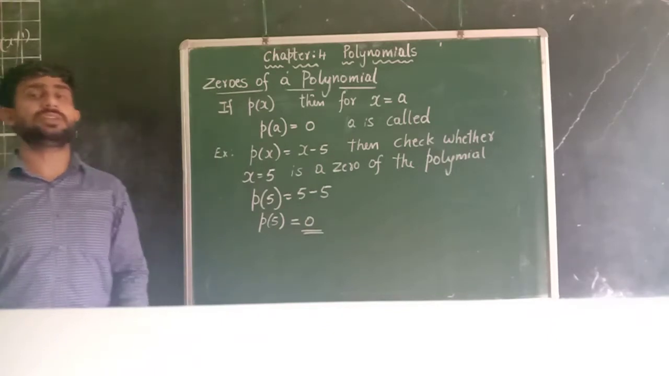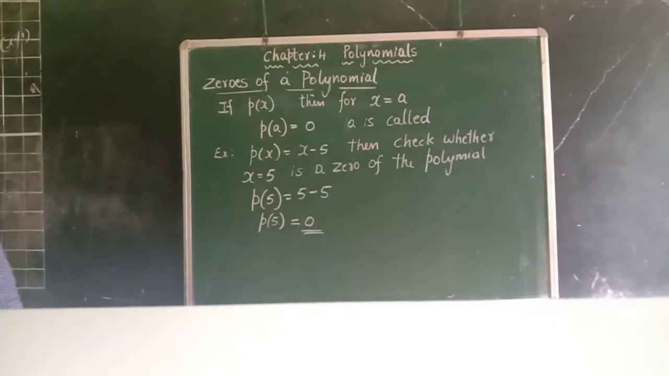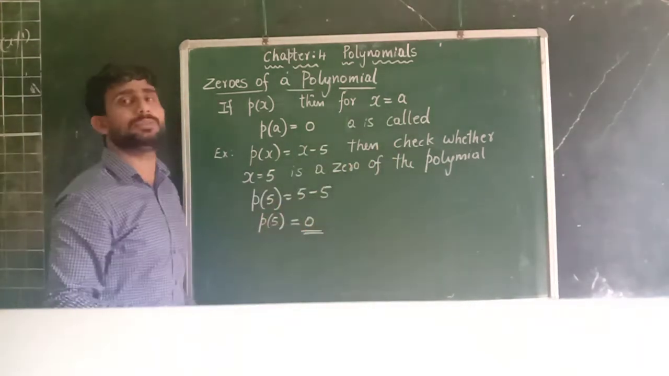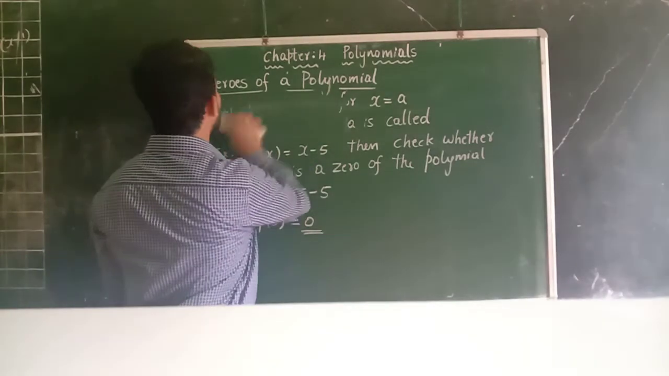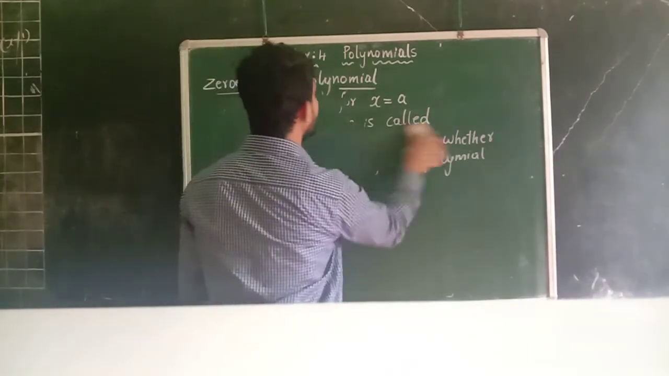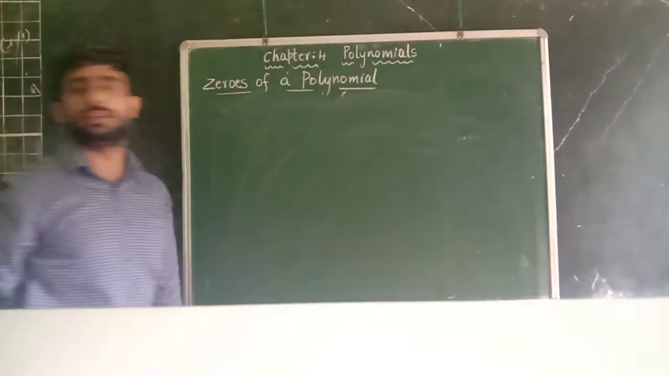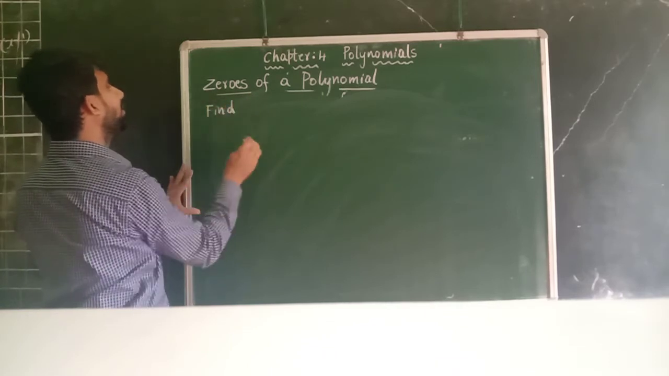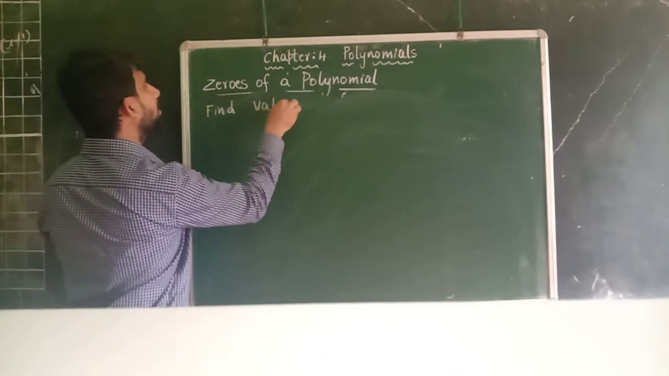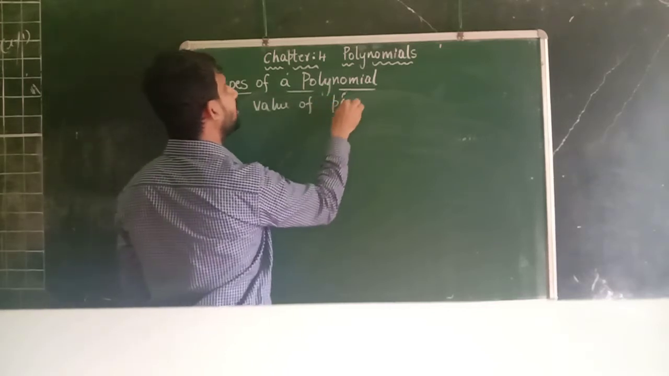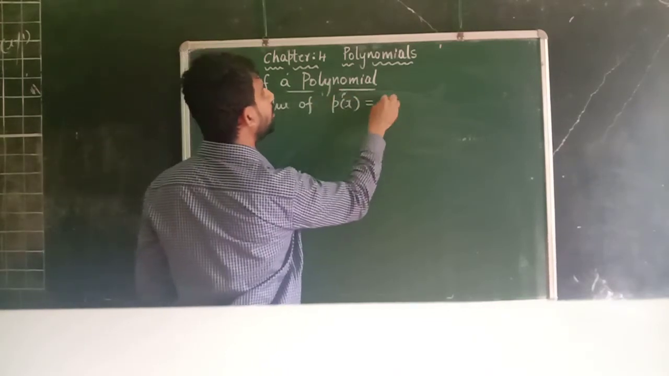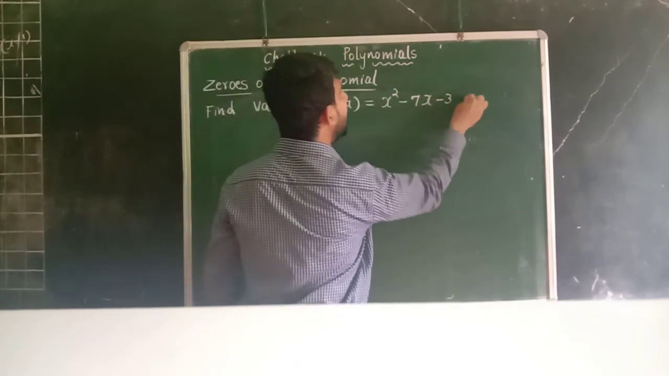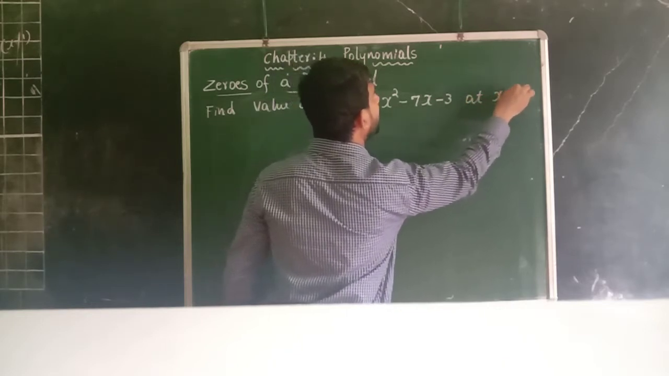This is very important, the zero of the polynomial. We can find the value of the polynomial at various points; if we give x as 4, the value of the polynomial may become 0 there. Some problems are given in the textbook. It is given that you have to find the value of the polynomial. For example, find the value of p of x, which is equal to x square minus 7x minus 3, at x equal to minus 1.